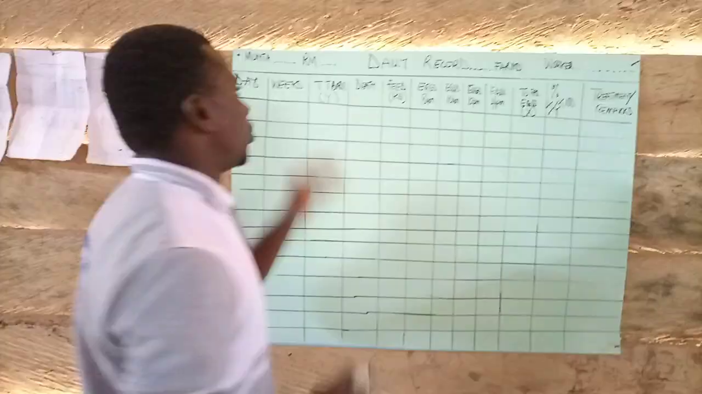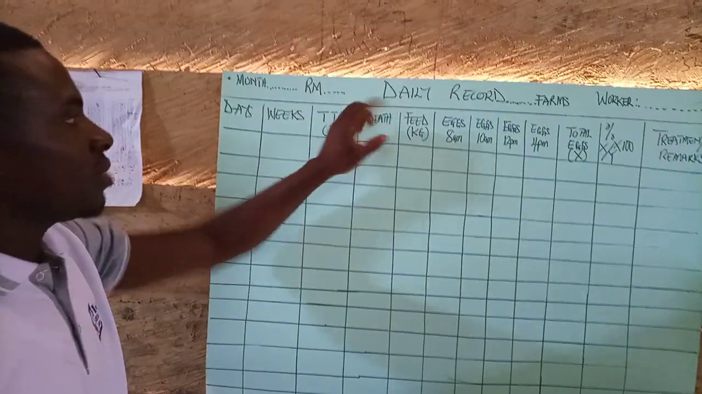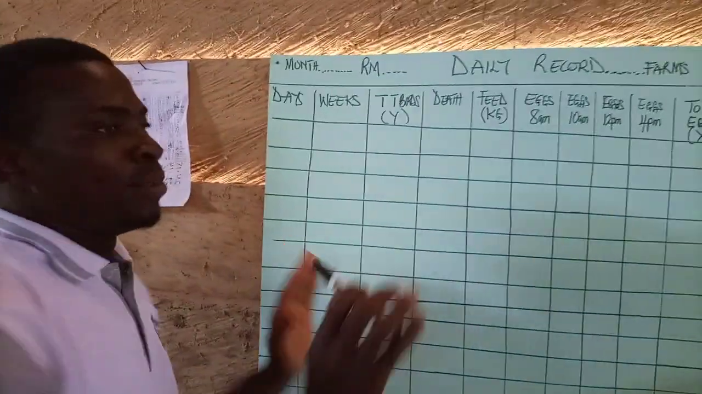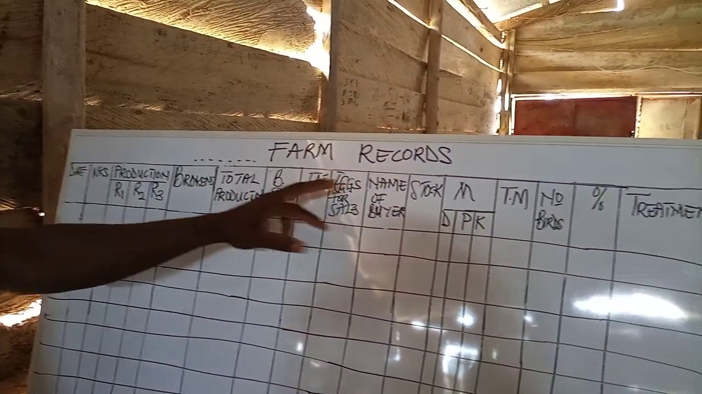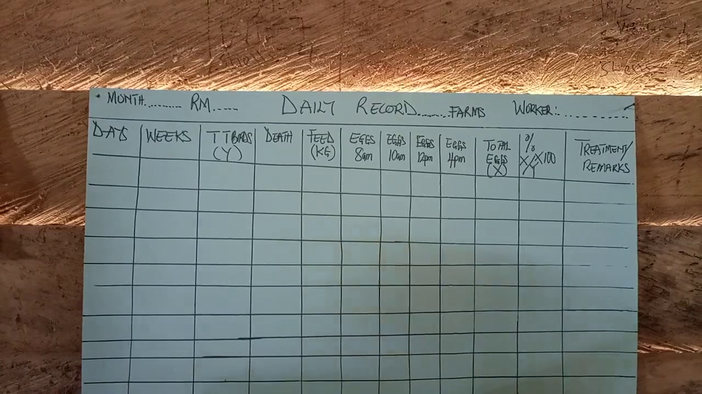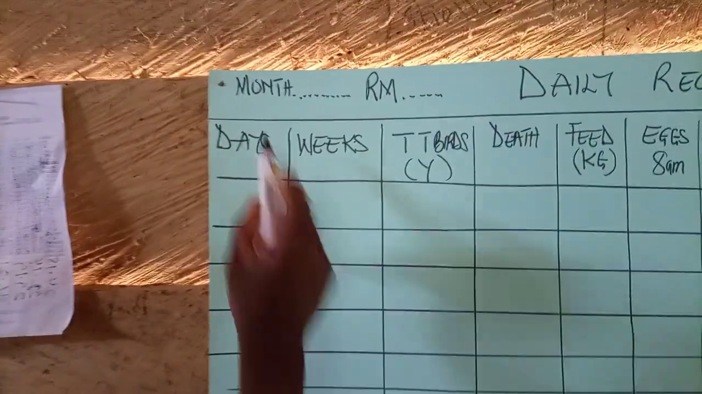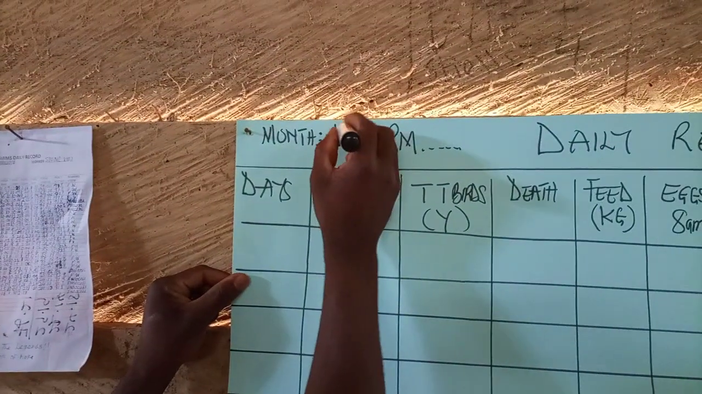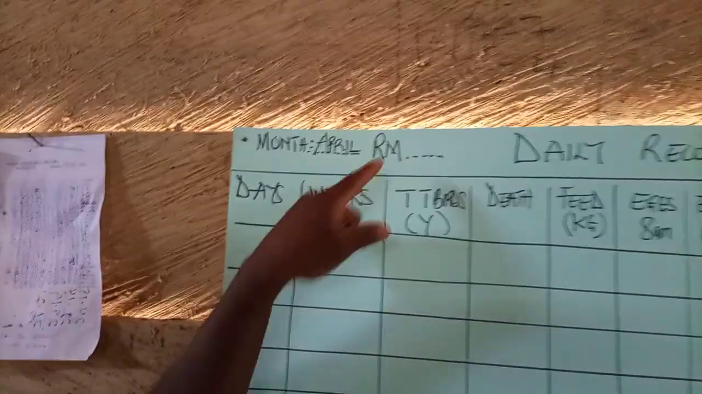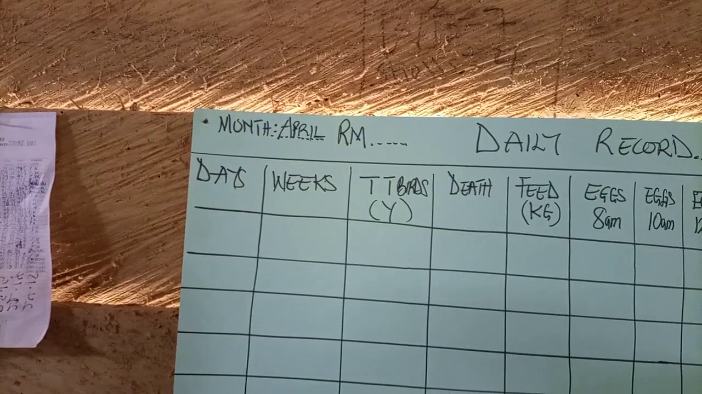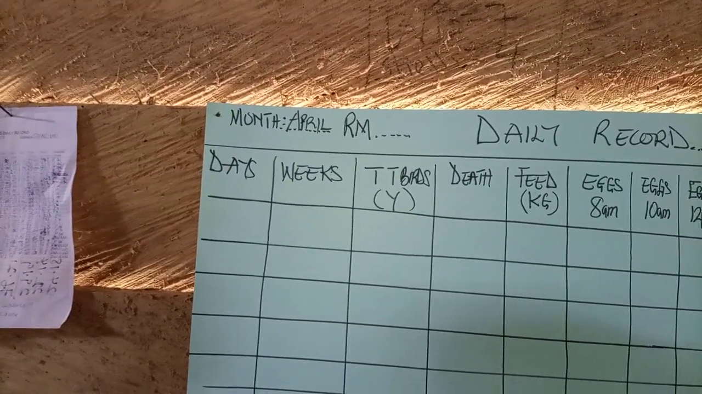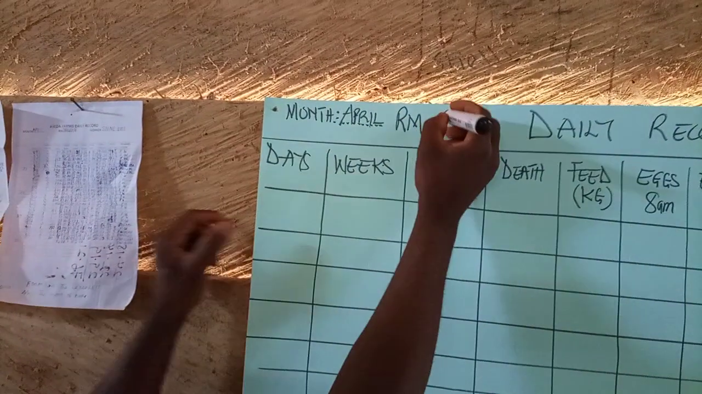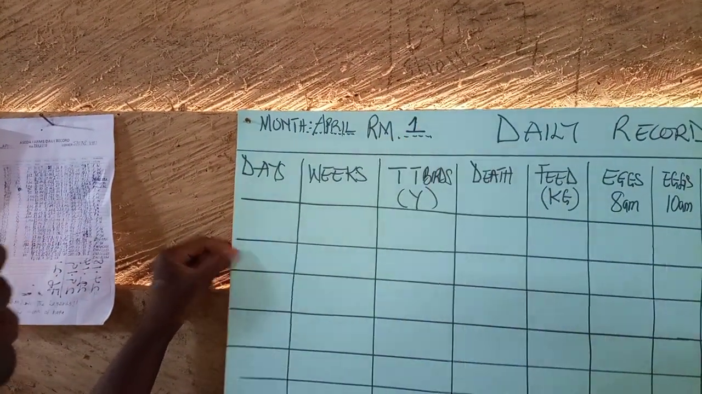So we are first of all going to talk about this chart before we actually come to the farm records. Today we are on our daily records in a pen. You could see here there is a month over here. Now we are in the month of April, so I'll write April. This is RM, that is room. If maybe you have 2 or 3 or 4 or maybe 10 rooms, we are taking this as room 1.